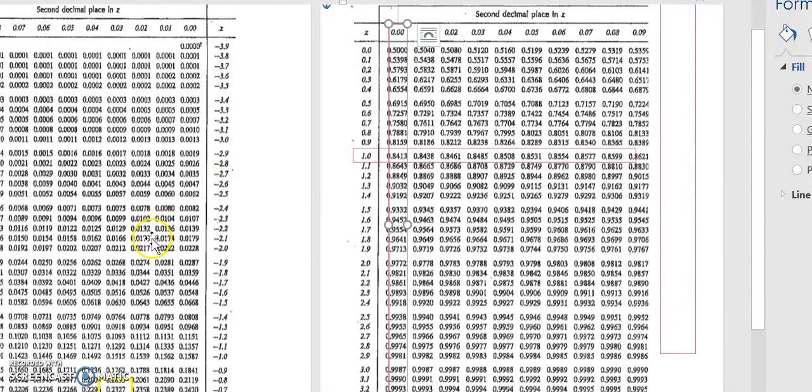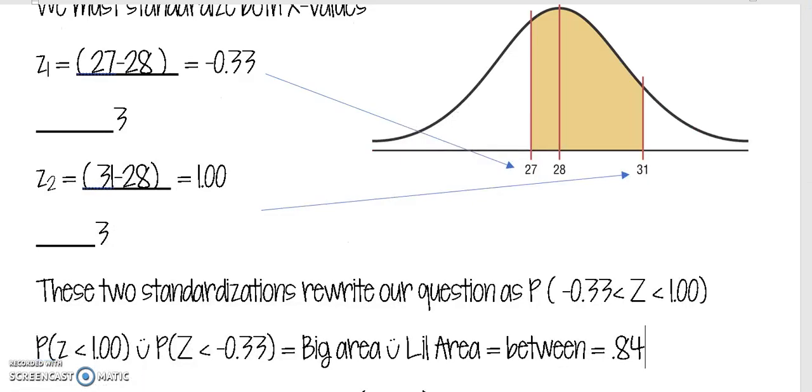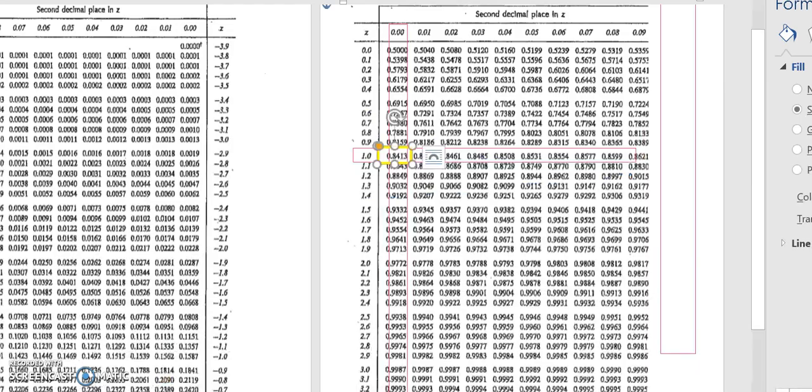So, one of my favorites, 0.8413 is the intersection of this row and column. So the answer that I'm looking for here is 0.8413 minus the area to the left of negative 0.33.